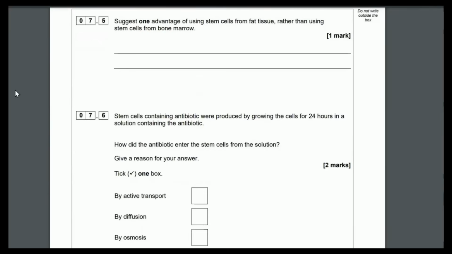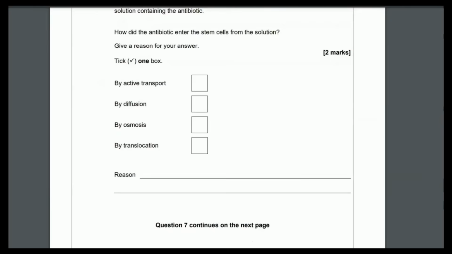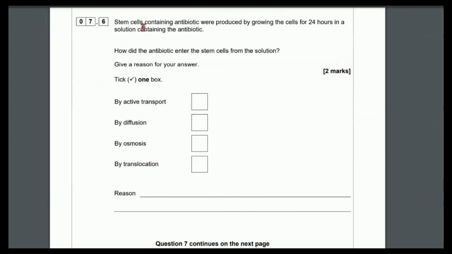What is the independent variable? Well, what did they change? They changed the type of injection, the type of treatment. Suggest one advantage of using stem cells from fat tissue rather than bones. Do you think it's easier to take some of your fat cells or to get into your bones and take some of those cells? It's obviously easier to remove fat cells. It can be less painful than sticking a needle into your bone or cutting into your bone and taking some cells out. So less painful, less difficult surgery, easier to get to the fat cells.